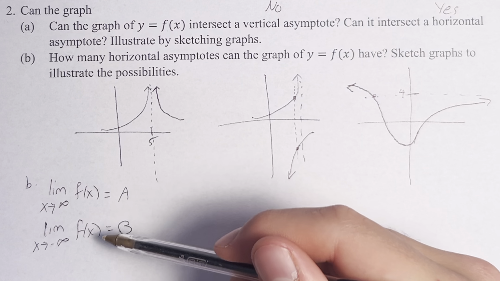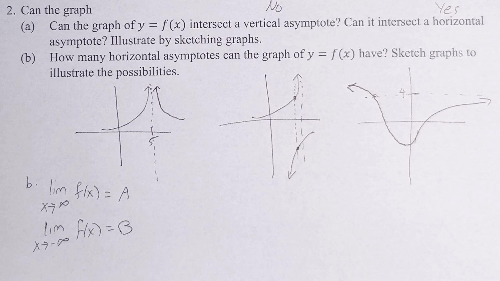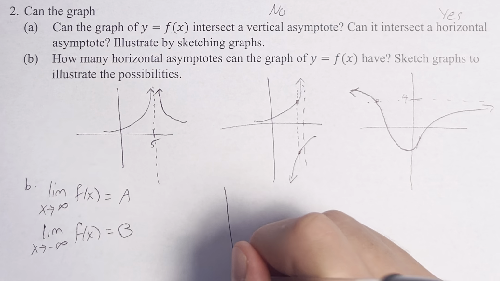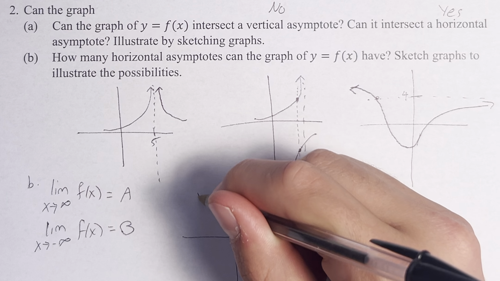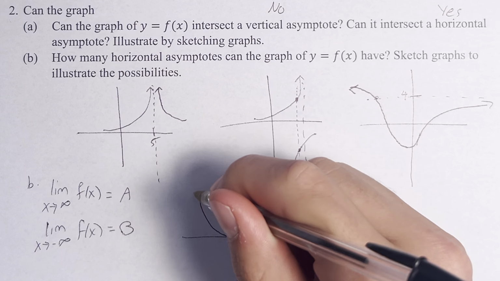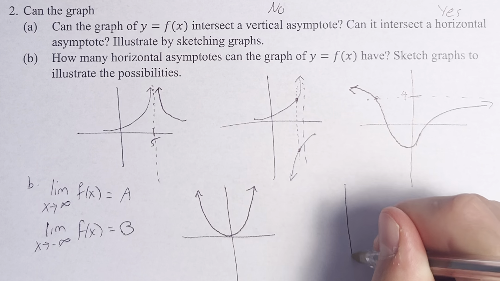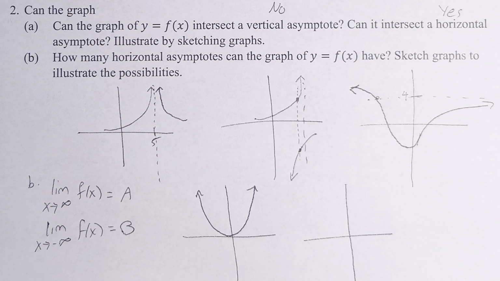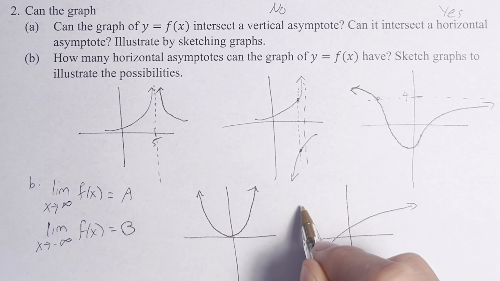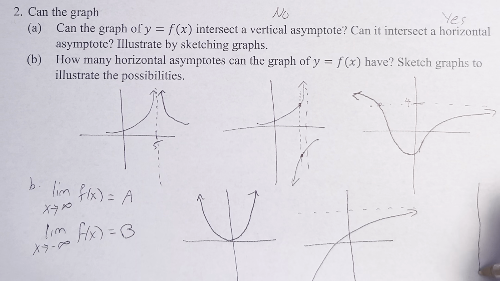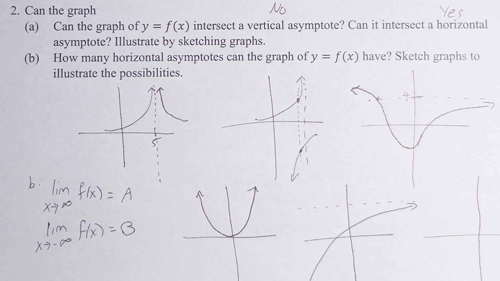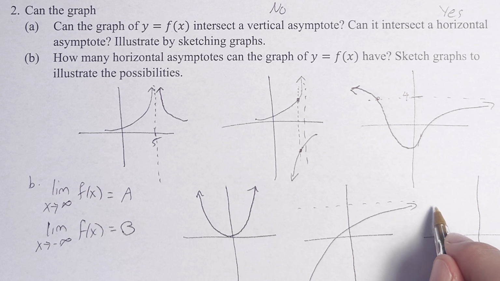These are the only two possibilities for a horizontal asymptote for any given function. So a function can have 0 horizontal asymptotes. A function can have 1 horizontal asymptote. And as we've shown before, a function can have 2 horizontal asymptotes.